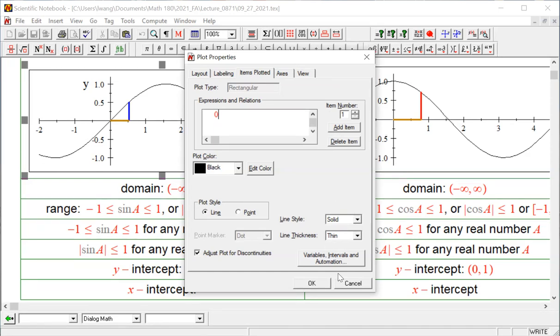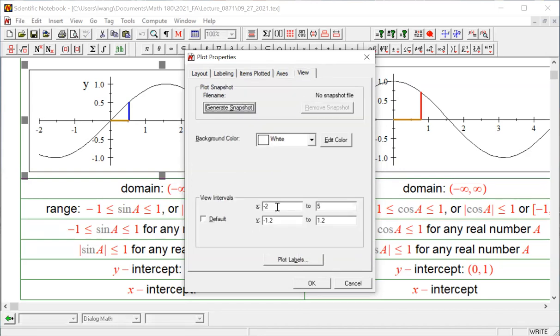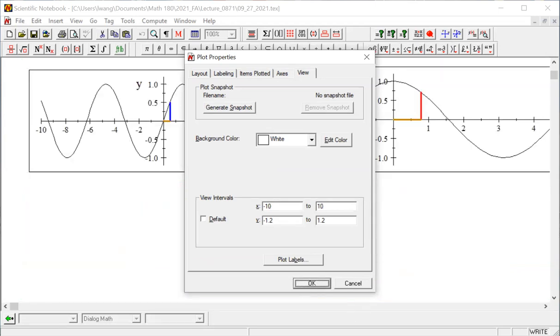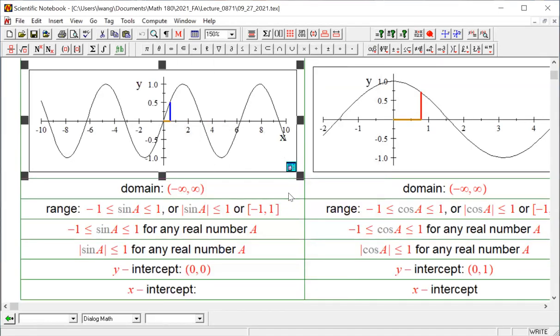Therefore, suppose I give you more of the view, say from negative 10 to positive 10. How many crossings are you going to see? 1, 2, 3, 4, 5, 6, 7, right? Now can we start to imagine? There are as many as possible. So how many x-intercepts are there?